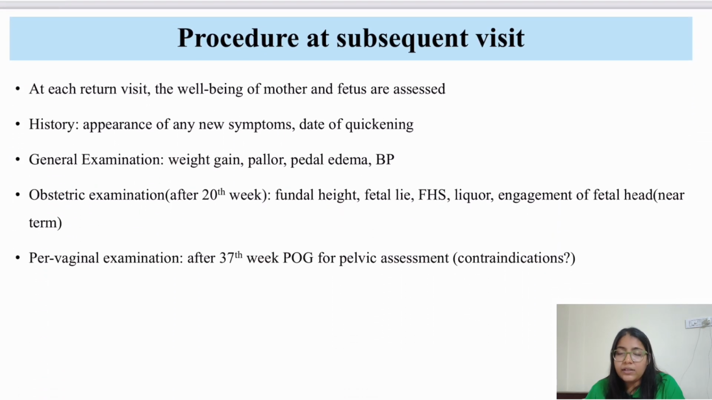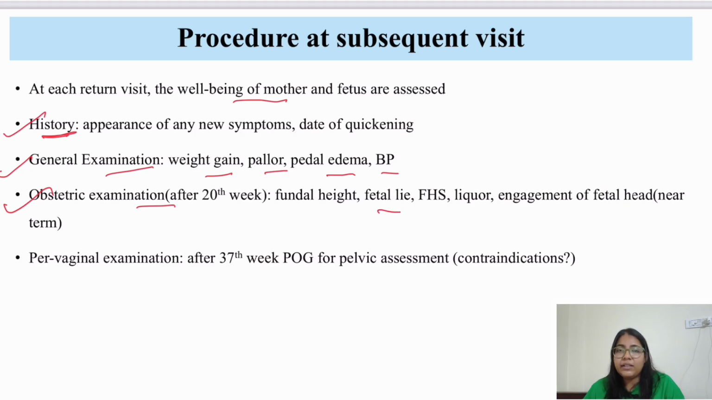And what do you do in subsequent visits? You are calling the patient again after this many weeks. So when the patient visits you again, you assess the well-being of both the mother and the fetus. You ask the patient about the appearance of any new symptoms or date of quickening, or if there is worsening of any persistent symptoms or any comorbidities, to see if they have worsened or not. Then you do a general examination: you check for weight gain, pallor, pedal edema, BP. After 22 weeks you see the fundal height.